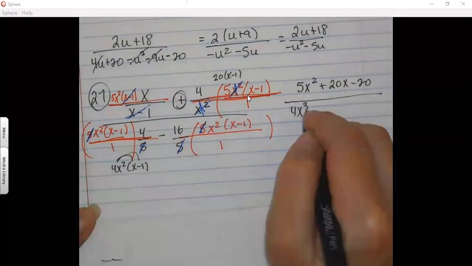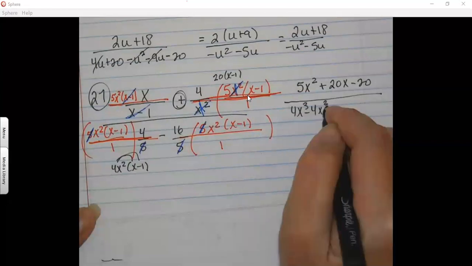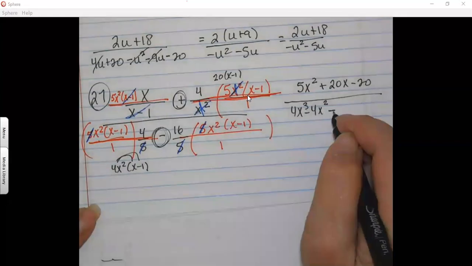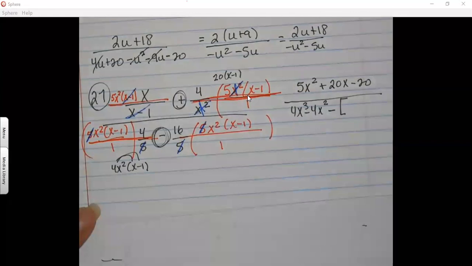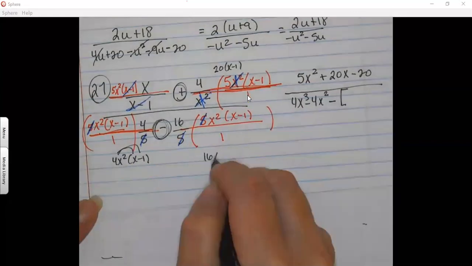And then I'm subtracting the next fraction. And I'm going to have multiple terms there, so I'm going to make sure to put a bracket or parentheses because I'm going to have to distribute that negative. It's not just one term. So that's going to be 16 times x squared times x minus 1. So 16x squared times x minus 1 would give me 16x cubed minus 16x squared.